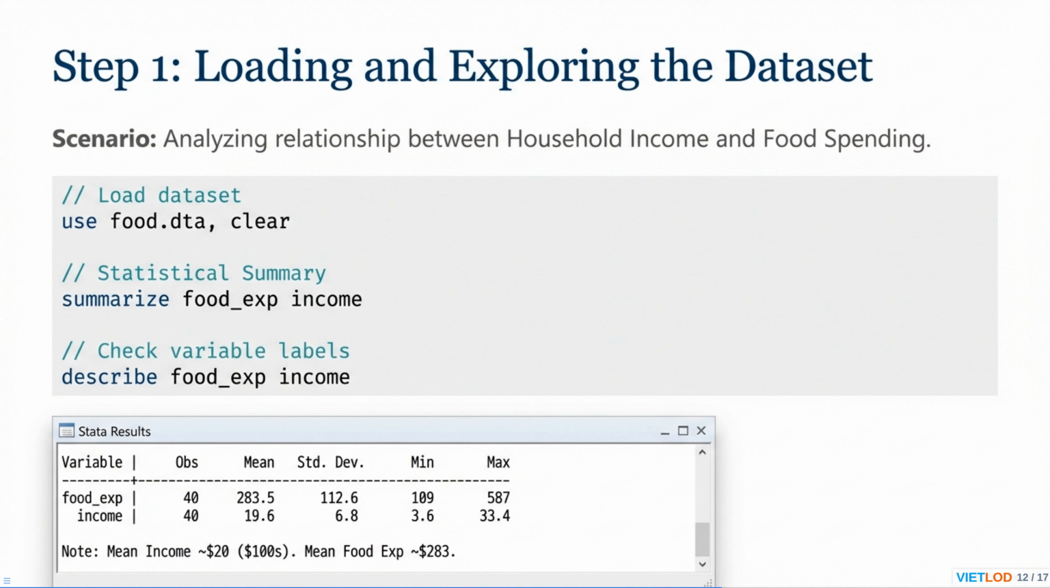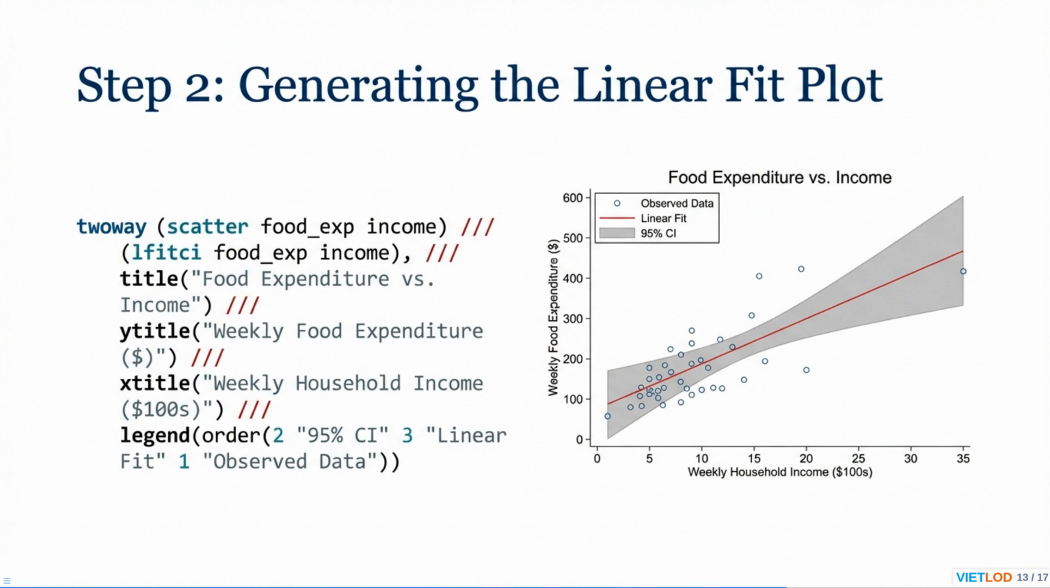Crucially, we label our variables descriptively, as Stata will automatically use these labels for axis titles in our graphs, ensuring clarity and professionalism. As shown in the Stata output, we have 40 observations, with mean weekly food expenditure around $283.50 and mean weekly household income around $1,960.